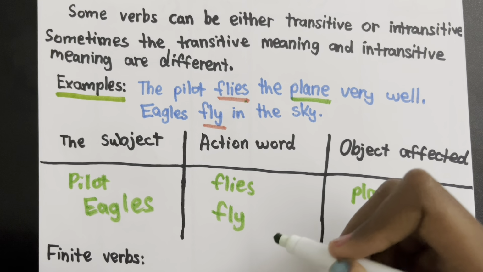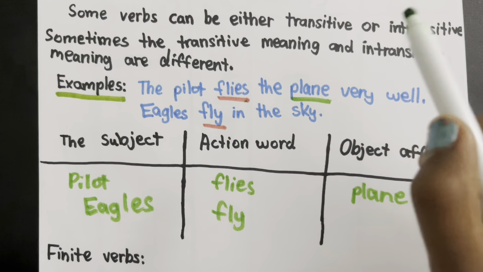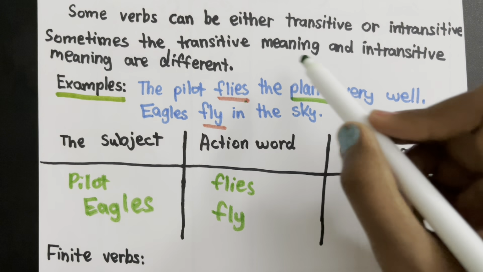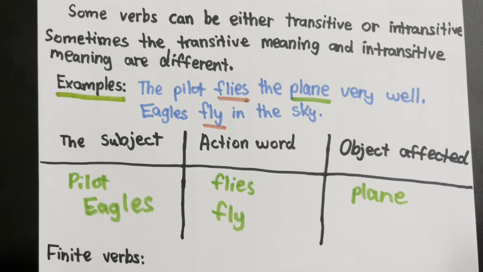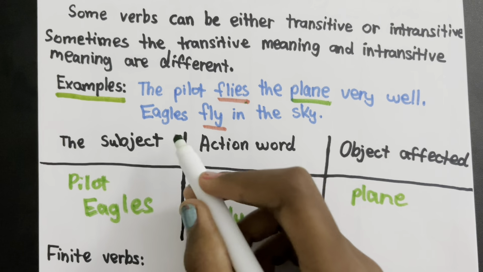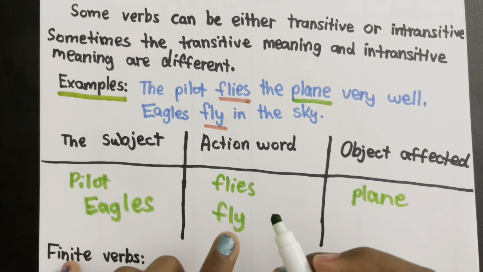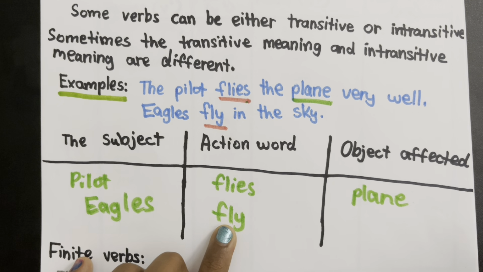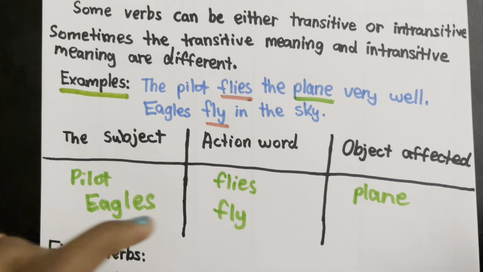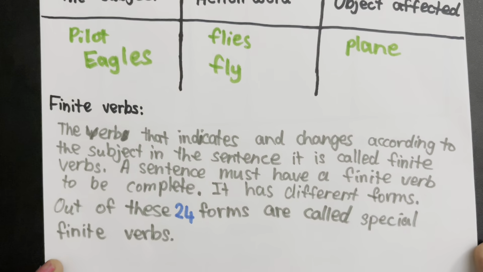I use the same word, but sometimes it is transitive and sometimes it is intransitive, as I said. In this sentence there is no object affected. So this fly is intransitive and this fly is transitive. Okay, let's move on to finite verbs.